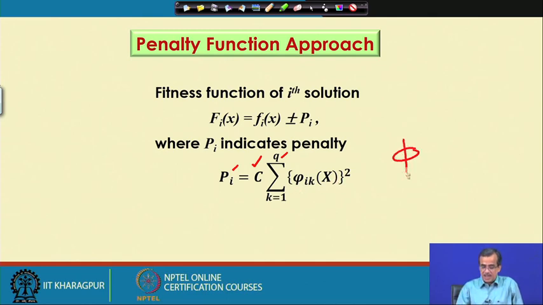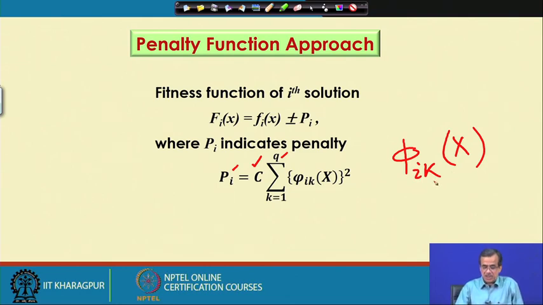So, this phi i k x indicates how much is the violation of this particular functional constraint. What we are going to do is find out the left hand side value and the right hand side value for a particular functional constraint, and by subtracting we try to find out how much is this particular violation.